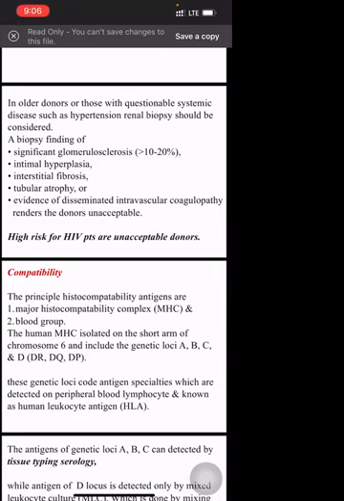In older donors or those with a questionable systemic disease such as hypertension, renal biopsy should be considered. A biopsy finding of significant glomerulosclerosis, intimal hyperplasia, interstitial fibrosis, tubular atrophy, or evidence of diminished intravascular capacity renders the donors unacceptable. High risk for HIV patients are unacceptable donors. As I said in the beginning of the lecture, patients with HIV infection are unacceptable donors.